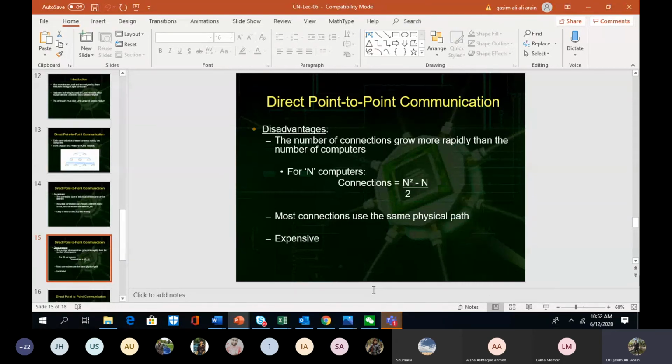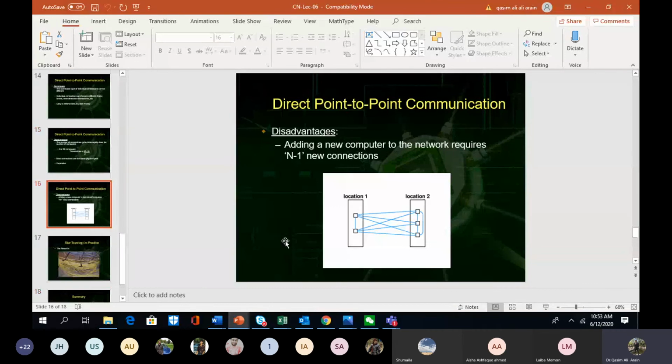So most connections use the same physical path, and this topology is a bit expensive. I mean, point-to-point communication is a bit expensive. Why is it so? What are the disadvantages? Adding a new computer to the network requires n-1 new connections.